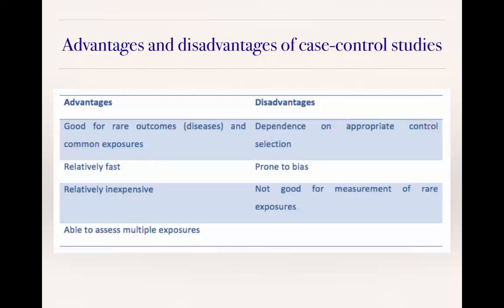We've already looked at the control selection and the difficulties that that has in terms of being able to introduce bias into the study. And they're not good for measurements of rare exposures. If the exposure is too rare, it's unlikely that we will be able to detect it from our original outcome, our cases and controls. Also note that the advantages and disadvantages of a case control study include the same advantages and disadvantages that are listed against the retrospective cohort study. And when you look at the schematics, you can see that they actually do look relatively similar.